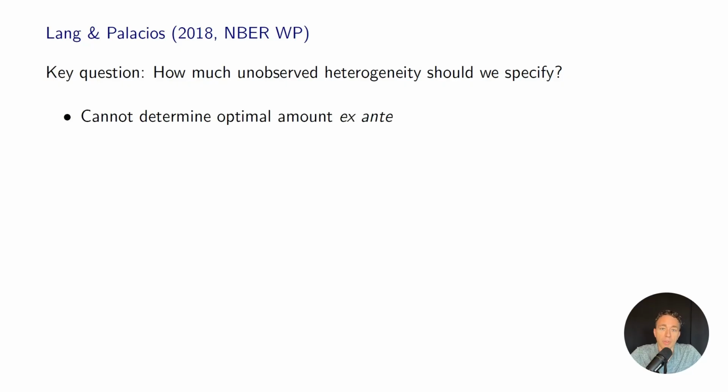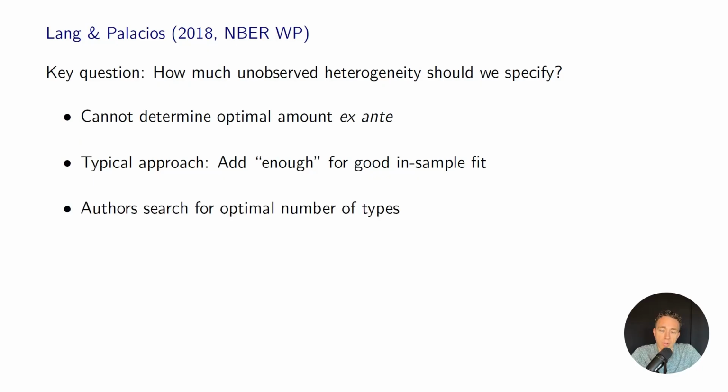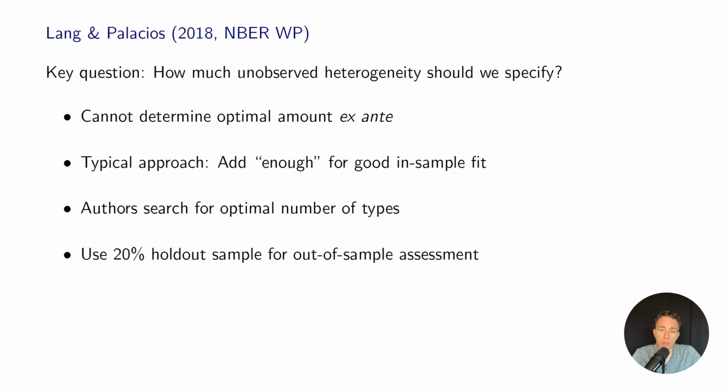We don't know upfront how much there should be, and the typical approach is to add enough types so that you get good in-sample fit. And so the authors of the paper go through these exercises where they're searching for the optimal number of types, and they have some metrics that are commonly used in statistics to quantify when the optimal model has been found. What they're doing is using a 20% holdout sample for assessing the fit of the model, and then estimating the parameters of the model on the other 80%.